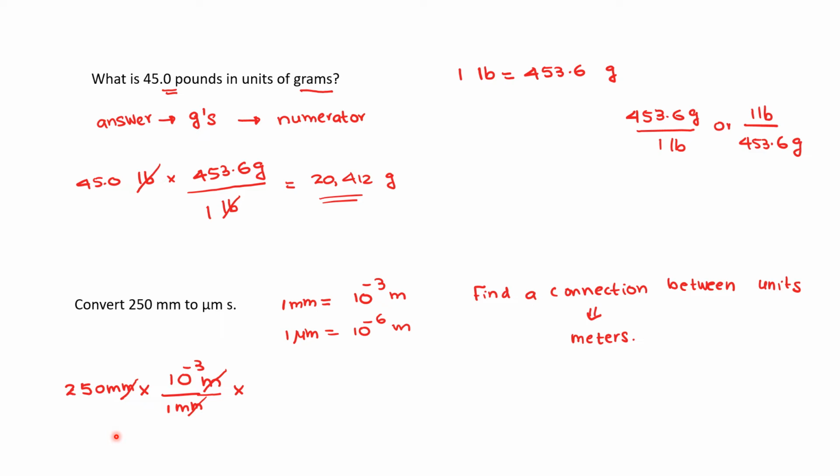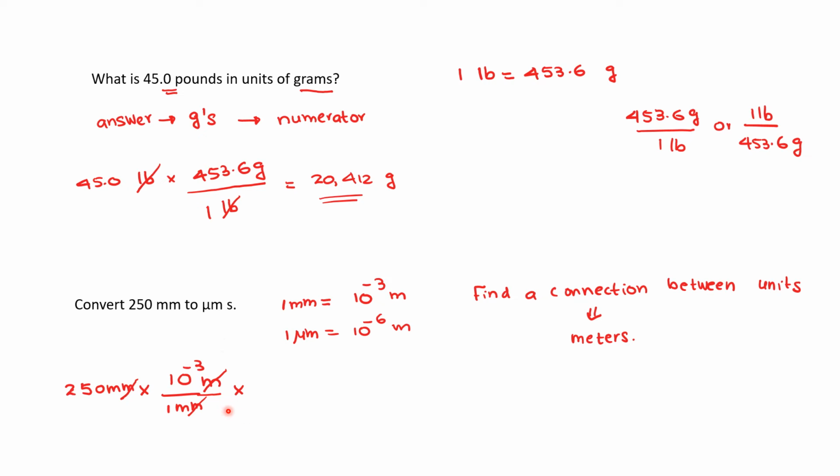First, we are going to get rid of millimeters, and here's your starting point, 250 millimeters, and your final answer should be in micrometers. So we have to get rid of millimeters. How do we get rid of millimeters? We are going to use this connection in such a way that your millimeters in the numerator cancel out with the millimeters in the denominator. In this part, millimeters cancel out and you end up with meters, but your answer should be in micrometers.